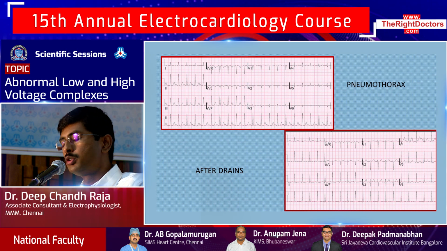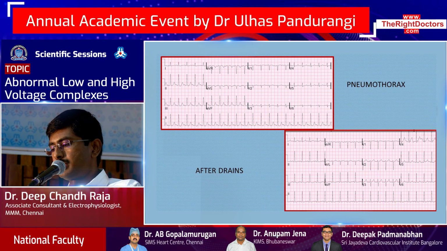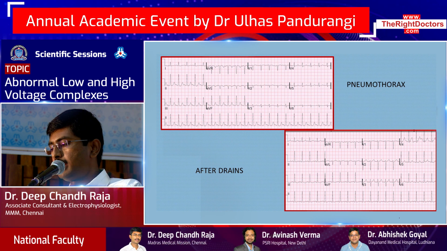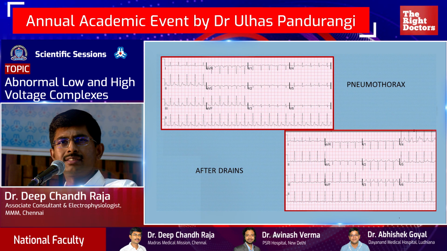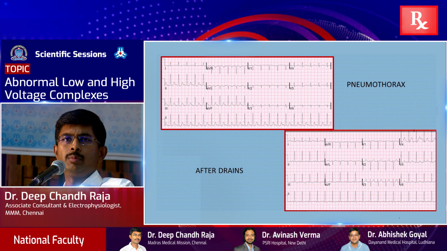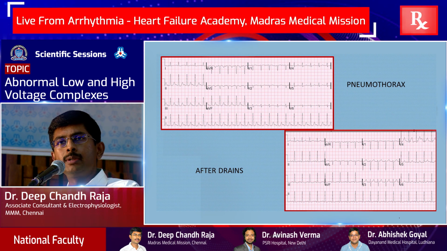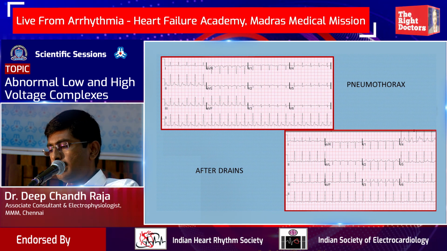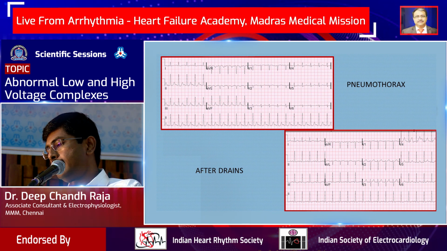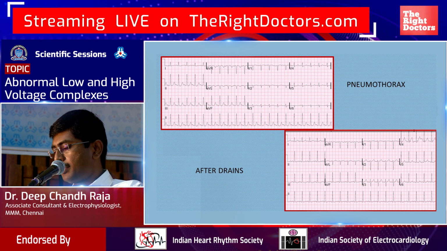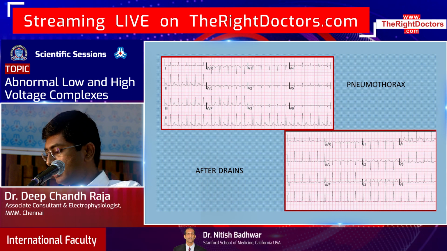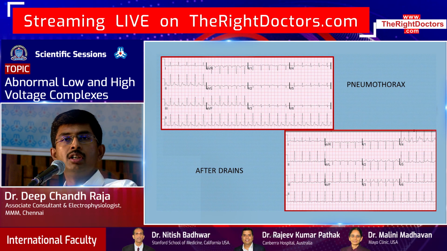A patient with pneumothorax, good voltage complexes in the limb leads, but in the chest leads there is barely any voltage. It just means there is some problem in the intervening space between the chest leads and the heart. So this was a patient with pneumothorax. After putting in the intercostal drain, you can see that the voltage complexes are back to normal. Again, the patient has sinus tachycardia because obviously he has just recovered from a pneumothorax.